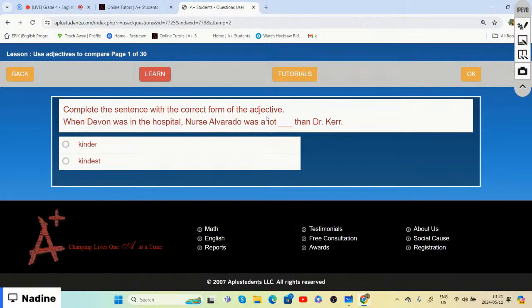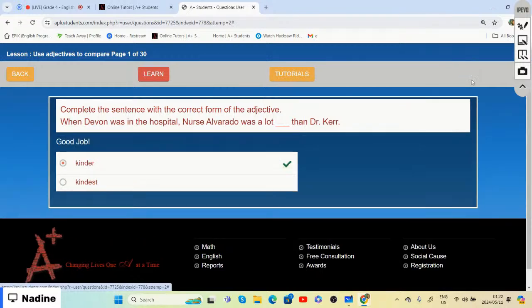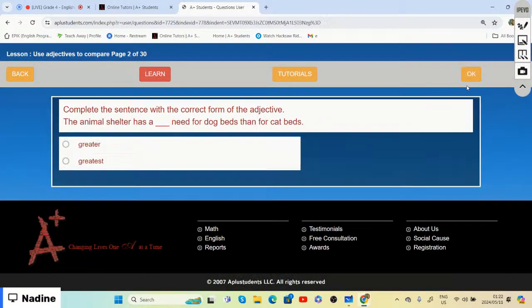All right, so we can say when Devin was in hospital, Nurse Alvarado was a lot kinder, because we are comparing Nurse Alvarado to Dr. Kerr. We're going to say it's kinder, because kinder ends with an ER because we are comparing two people, whereas with kindest you're comparing more than two people. So kinder is correct. Well done.